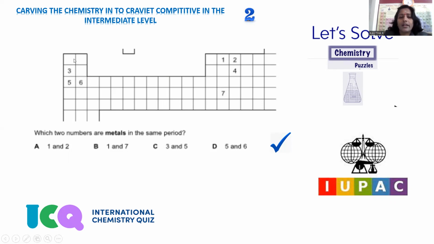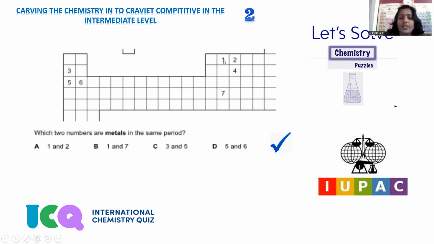In general, the elements residing on the left-hand side are main group 1 and main group 2, said to be the S block, and the elements residing on the right are called the P block. In between, you can find the D block. All the S block elements are metals only, so atom number 5 and atom number 6 have equal metallic nature. So it's very clear to confirm that 5 and 6 will be the combination of metals residing in the third period, the same period. This will be the correct explanation, right?